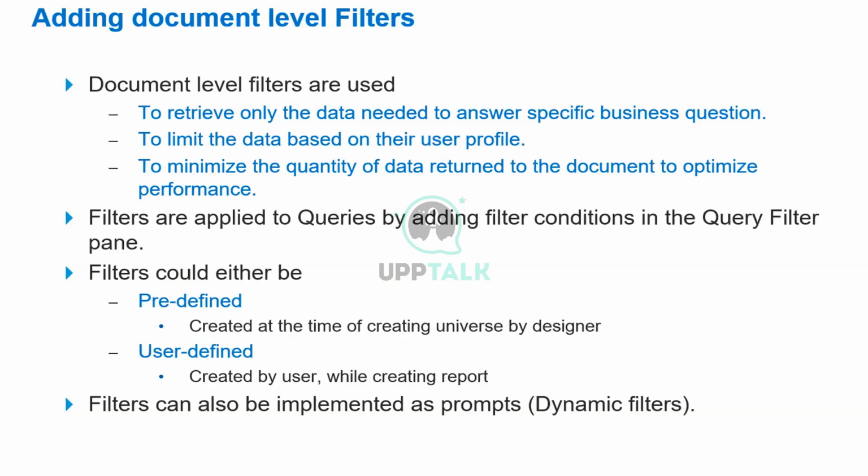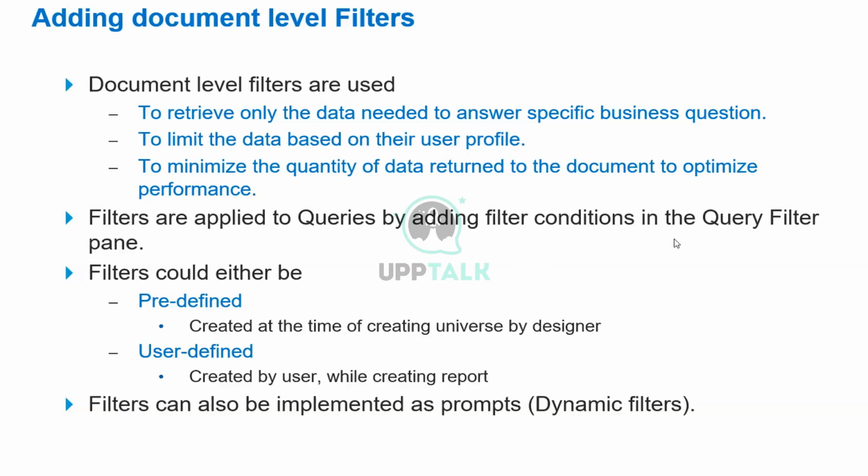Based on their user profile, we can limit the data using the document level filter, and minimize the quantity of data returned to the document to optimize performance. It will minimize the quantity of data that is getting fetched from the database, which will optimize the performance.